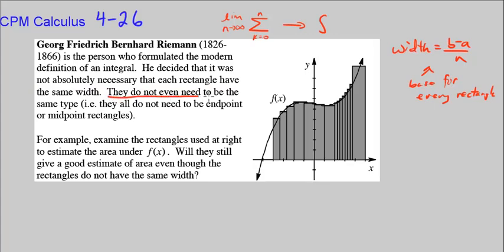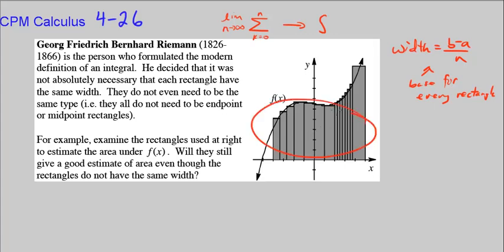And then he said they do not even need to be the same type, right? So some can be a left endpoint, some can be a right endpoint, some can be a midpoint rectangle. In fact, some can be trapezoids, maybe he was saying, but that's not what it says here. Anyway, for example, examine this graph here. If you look at the graph, we have rectangles of varying widths. This rectangle has a width that's much larger than these rectangles here. This rectangle has a width that's smaller than this one, right?